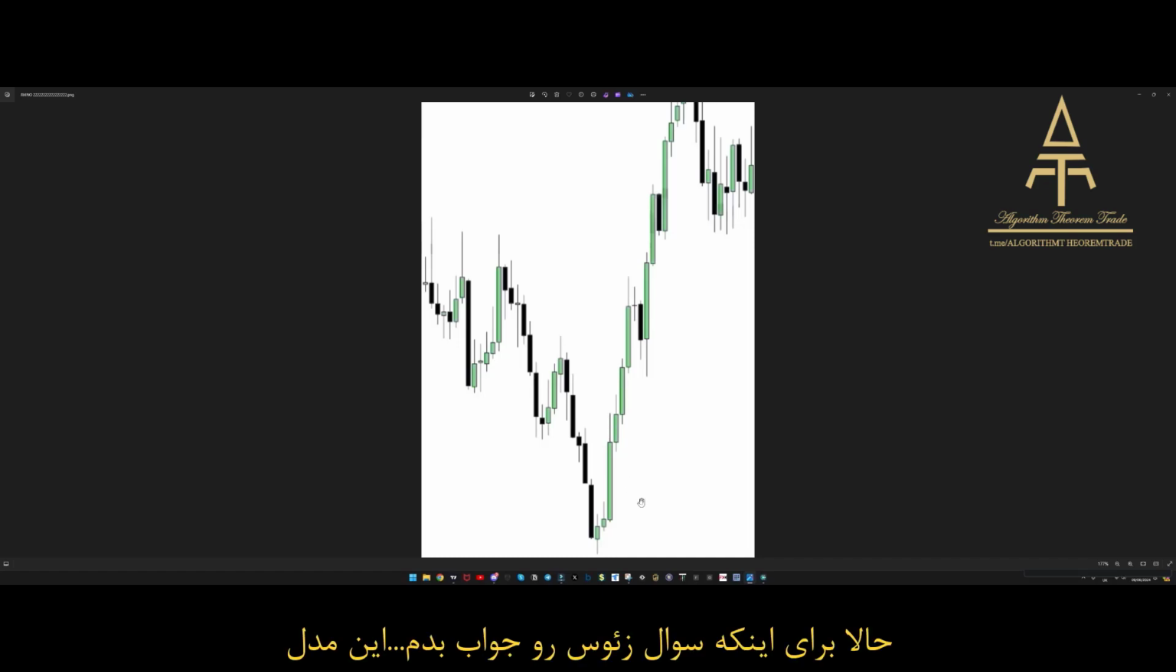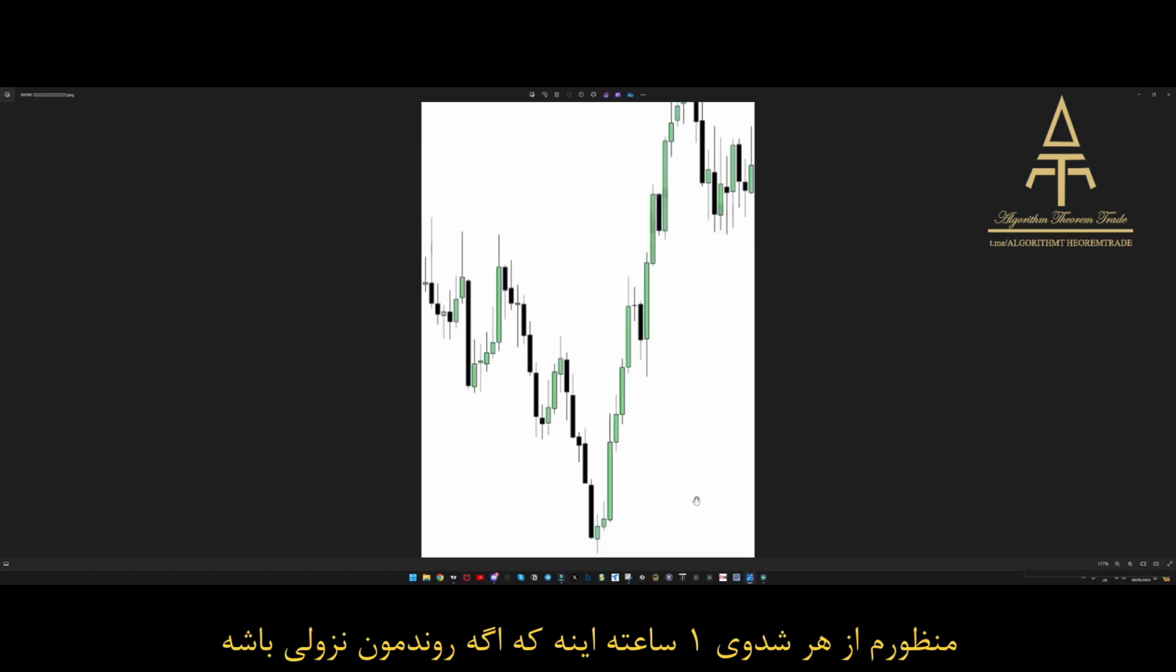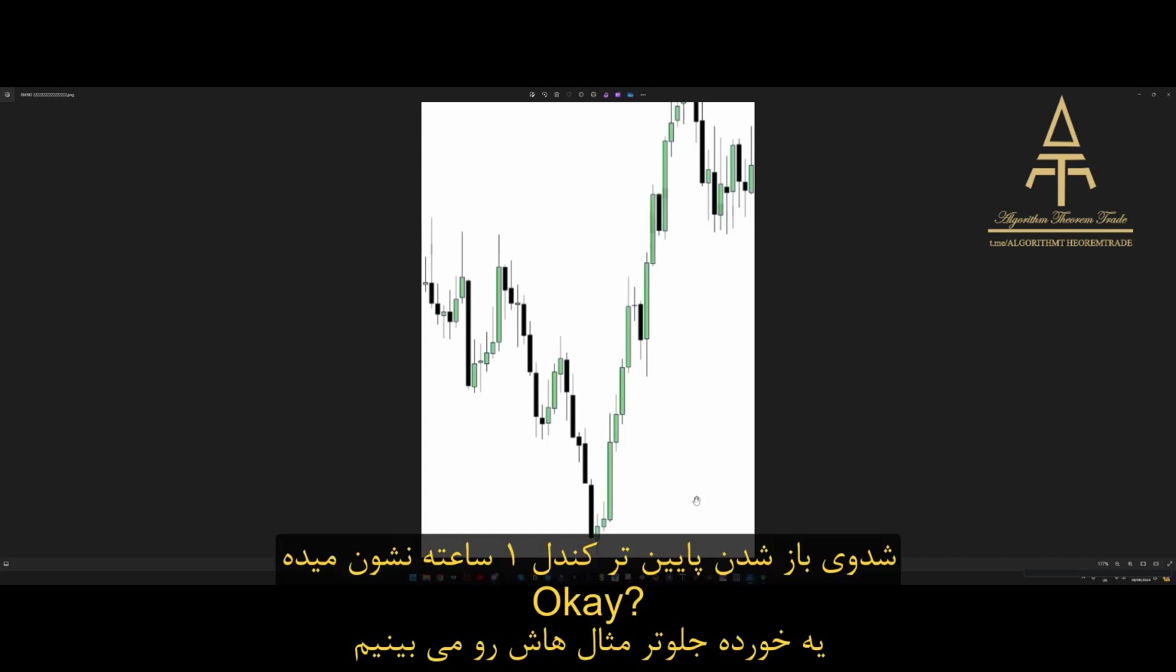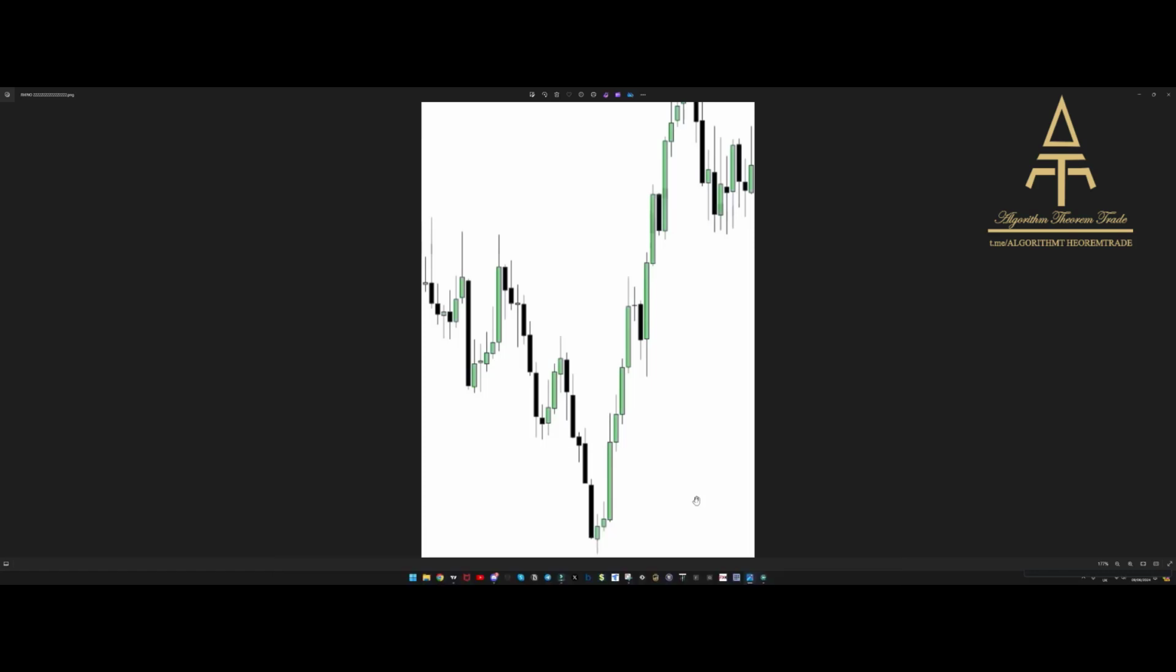Now, to answer Zeus's question, this model will show itself in every hourly wick, right? And what I mean by every hourly wick is, if we're bearish, it's going to present itself in the open high wick. If we are bullish, it's going to show itself in the open low wick of the hourly candles. Okay, we'll see examples shortly.